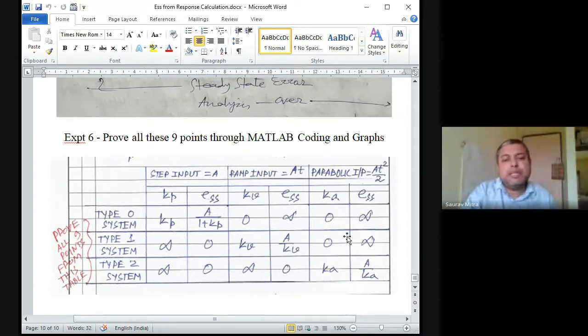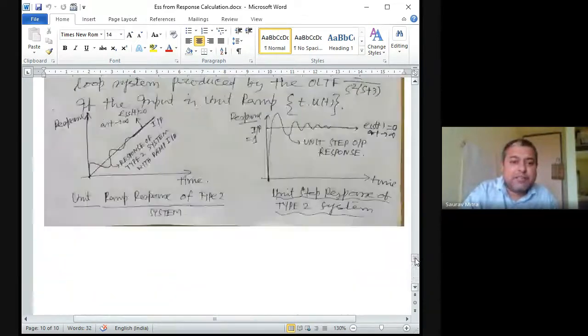And again for the type 1 system, if you give a parabolic input, then the distance between the two parabolas is going to be divergent. So one parabola and the other parabola will be divergent in nature. Next is the type 2 system. For both unit step input and unit ramp input, you will find that the steady state error is 0. But you are going to get a very interesting kind of graph.